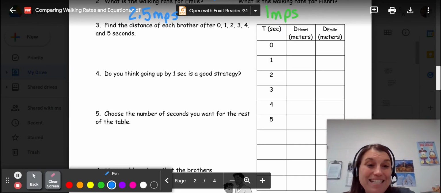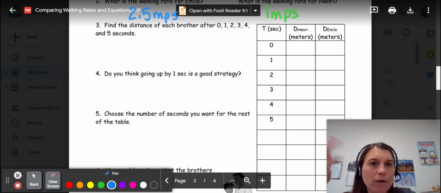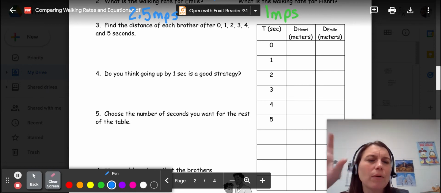So what we're going to do is find the distances over time. We're going to start just going up by 1. But after we get to 5, we can jump around as high as we want, okay? Keeping track of data in a table is a very useful way of being able to analyze a situation and help to make predictions and solve problems. So we're going to start by going up by 1. I'm going to start with Emil.